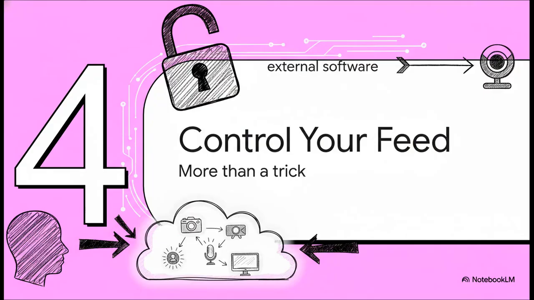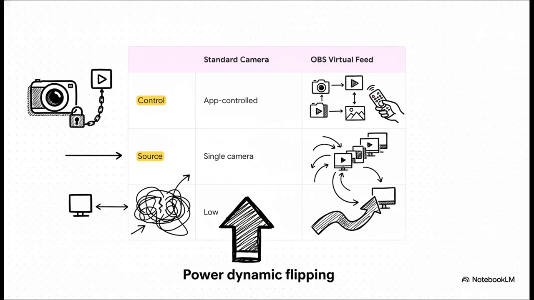So that's the how. Pretty cool, right? But let's take a step back and think about the why. Because this little technique, it's not just a simple prank. It actually represents a huge shift in who gets to control your digital presence. And you can see the difference right here. With a normal webcam, the app is in charge. It just takes what it's given from one single fixed source. But with an OBS virtual feed, you're the one in control. You become the producer. And you can switch between all kinds of sources. Your camera, videos, pictures, you could even share your screen. You have total flexibility. The entire power dynamic just flips.